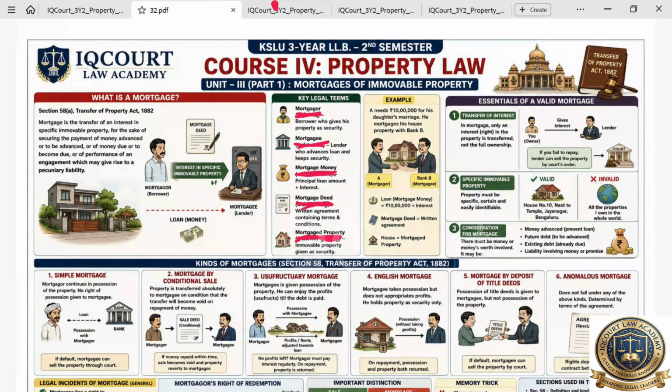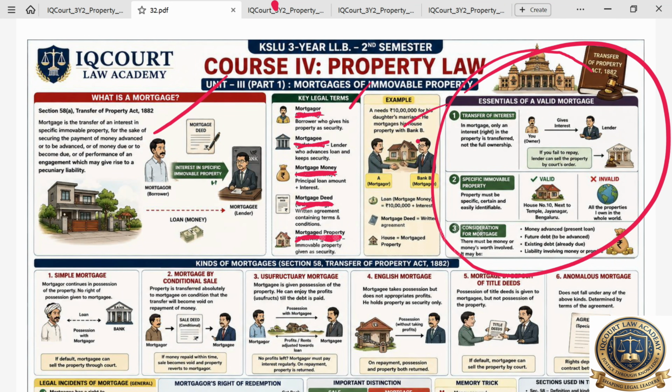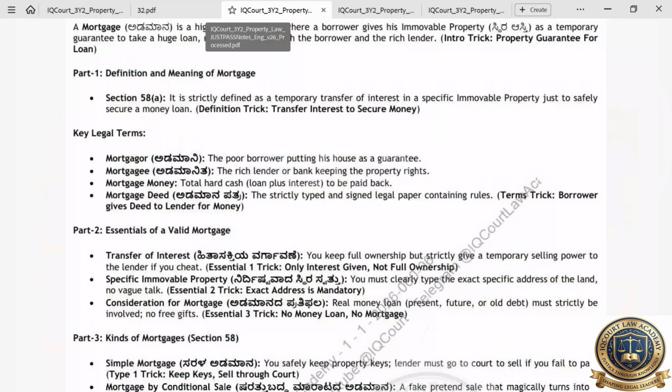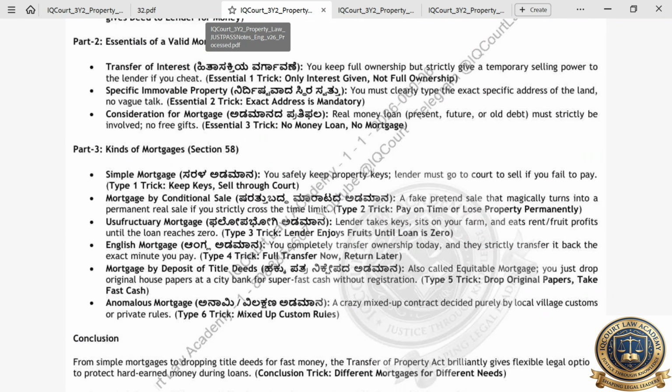Very, very important question. For this question, you have to write the definition and legal key terms, explanation, examples, essentials of a valid mortgage, and various kinds also you have to write down. Legal terms, mortgagor, mortgagee, everything you have to write. Legal terms, everything you should write.